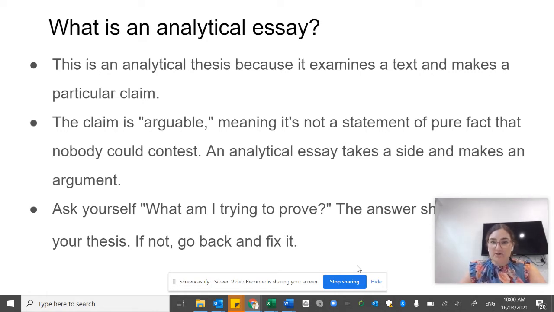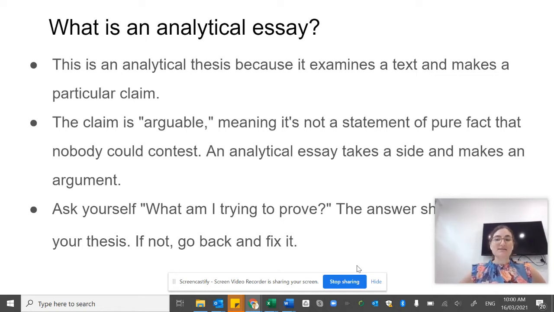So, for an analytical essay, you have to examine the text. What that means is you have to break it down into tiny little parts, pull apart the pieces, and talk about what it actually means and what it shows, which is what we've been doing in class when you've been marking all the pages and writing down examples of hardships and challenges. So your claim has to be arguable. It means that you have to have a point of view or an opinion.